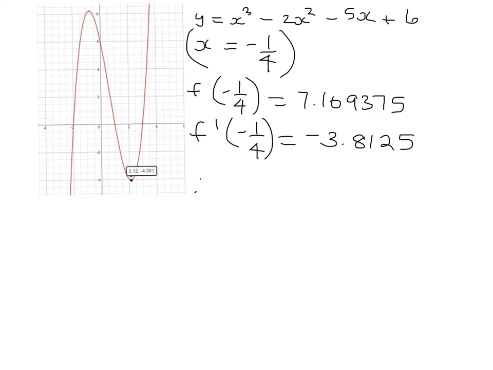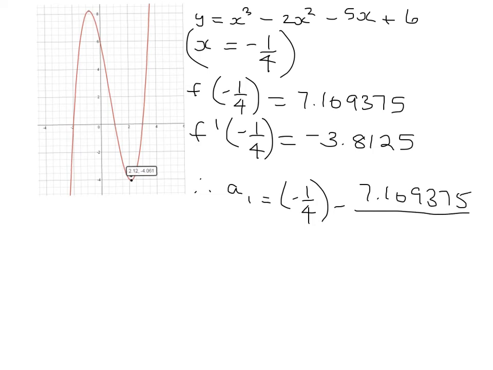So if we plug that into Newton's, a1 equals -1/4 minus 7.109375 all over -3.8125. And if we work that out, it's 1.614. So it's a nice approximation for this root down here, but does nothing for us up here. So it all depends on the value that you take.